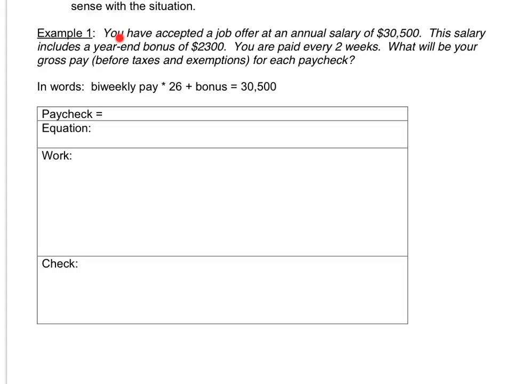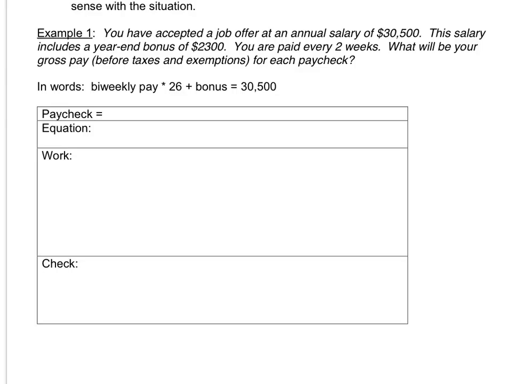Alright, it says, you have accepted a job offer at an annual salary of $30,500. This salary includes a year-end bonus of $2,300, so it's already included. You are paid every 2 weeks. What will your gross pay before tax and exemptions be for each paycheck?